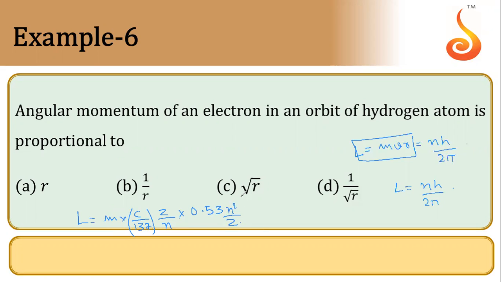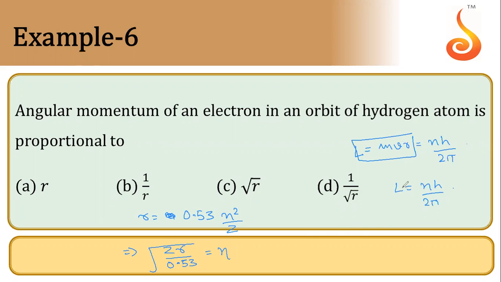So again, in that case, you will get it in terms of n, but we need the answer in terms of r. So what I am going to do is, in place of n, I am going to substitute the value of r. Wait just 1 second. Here, we have the formula of radius: r is 0.53 into n square by Z. So from here, the square root of Z r divided by 0.53 will be equal to n.